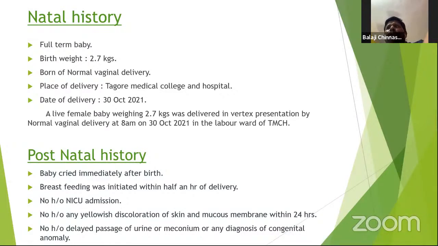If you have a prolonged labor, with more per vaginal examinations and premature rupture of membranes, the bacteria can go to the baby, so there is a chance of infection also. That you can elicit. And finally, what was the birth weight of the baby? 2.7 kg. You are saying that in the postnatal history.